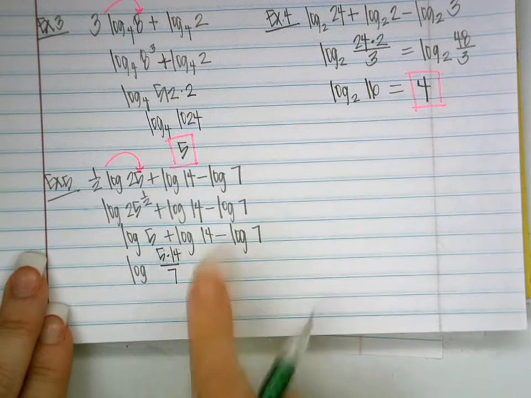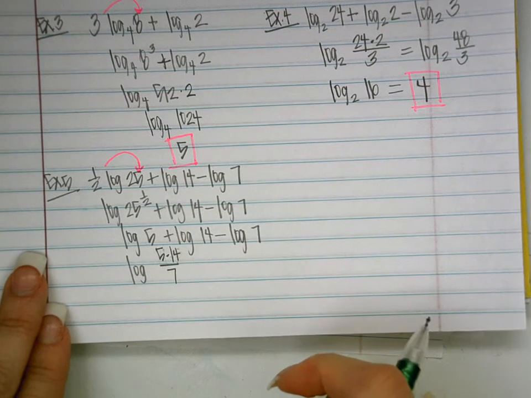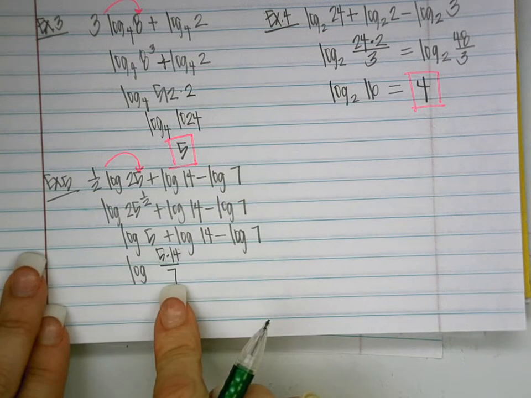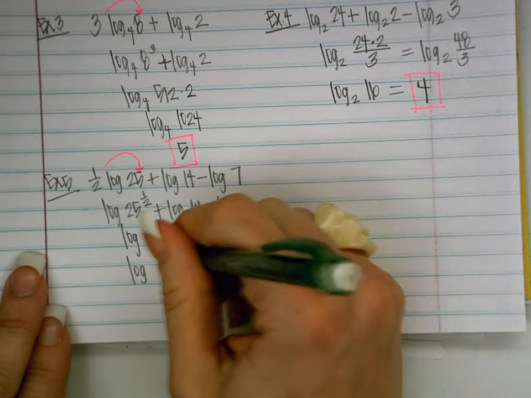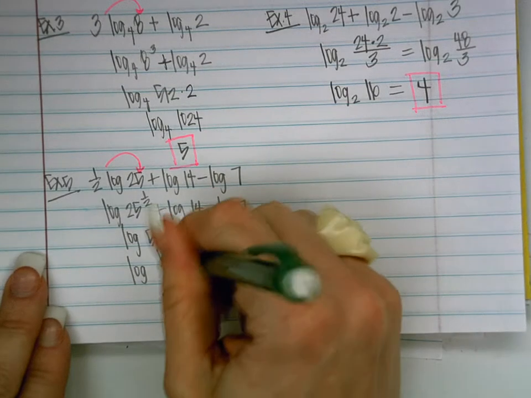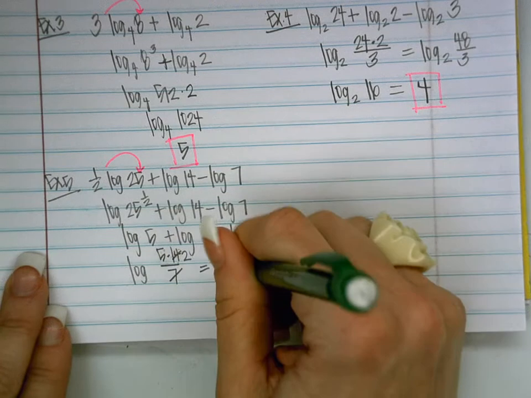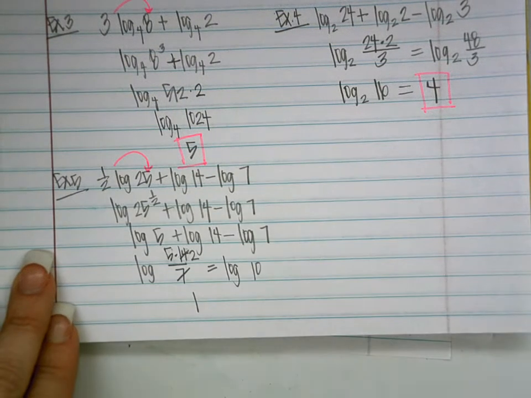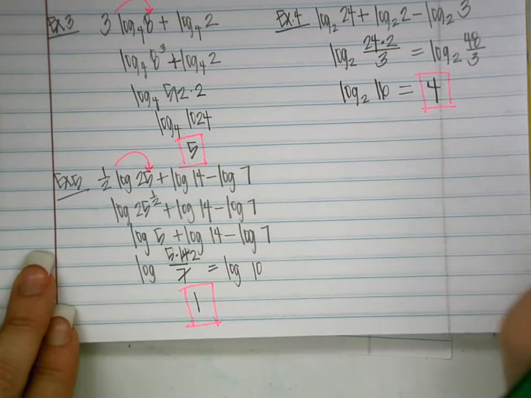Now, do I actually need to do 5 times 14? No. You can reduce before you multiply, or you can multiply first. It does not matter. The 7 and the 14 are going to cancel. So this becomes log 5 times 2, which is log 10. What is log 10? 1. All of that work. Your answer is 1. That's it.